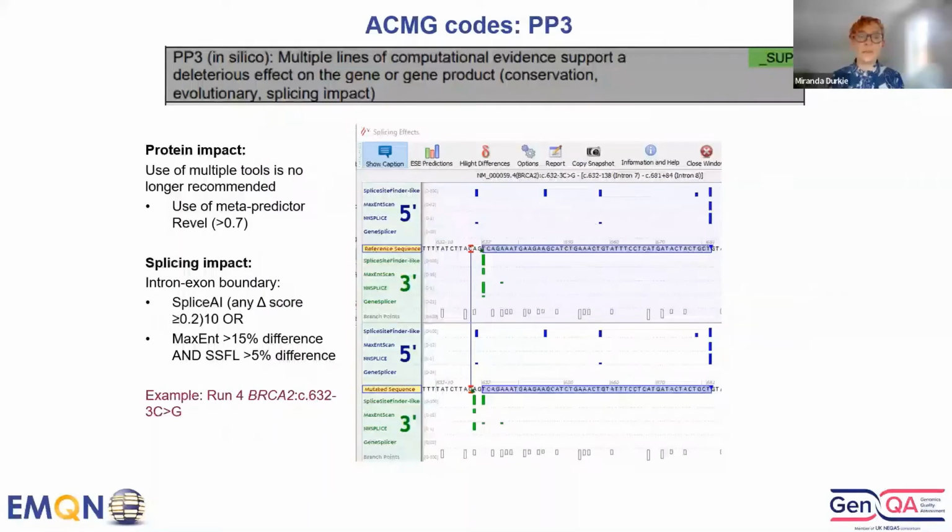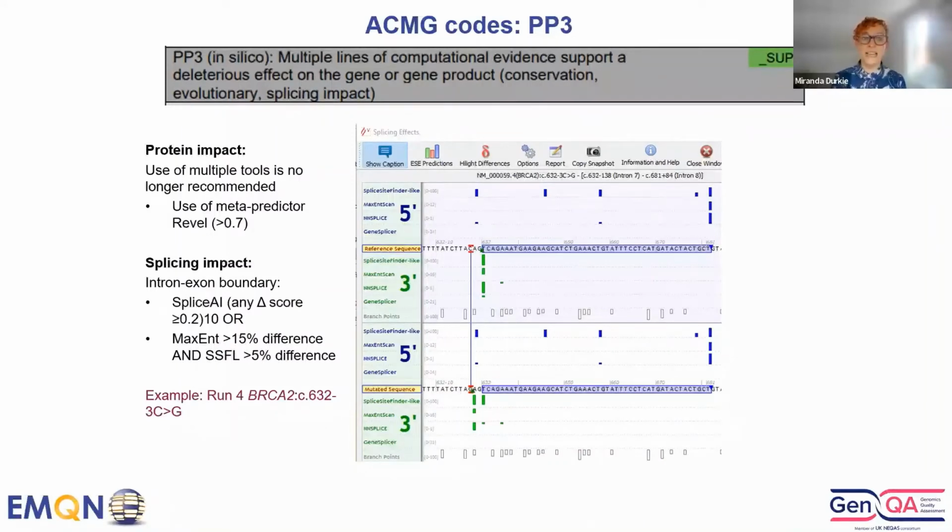The REVEL score was lower than the others, but above 0.7, which is our cutoff. So on to PP3, which is for the in silico tools or the multiple lines of computational evidence. And you've got 2 types of evidence you can apply here. The first is for the impact on the protein, and there have been quite a few publications showing now that use of multiple tools is no longer recommended because it can introduce significant bias. You can choose which programs you like, or which ones you want to make the answer that you want. So it's much better to use a really well validated meta predictor such as REVEL, and we would use a cutoff of greater than 0.7.